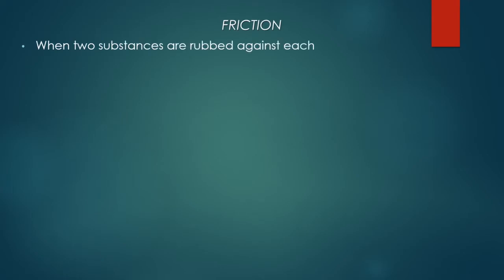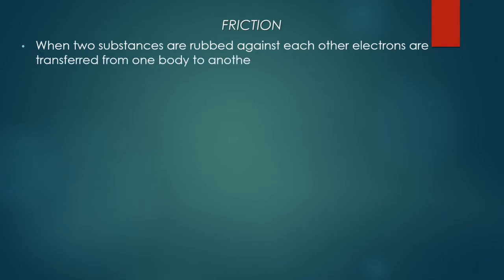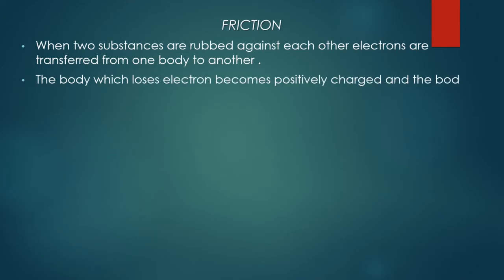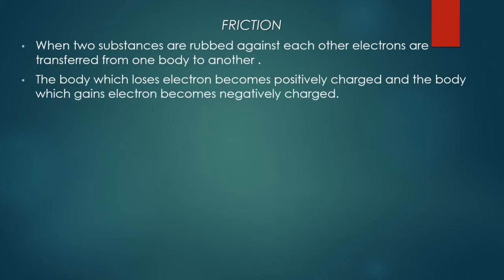Moving on, the first one is friction. 2 substances are rubbed against each other, electrons are transferred from one body to another. You have 2 bodies, you rub them against each other, the electrons are transferred in between them, not from one to other two. They're between them. So the body which loses electrons becomes positively charged, the body which gains electrons becomes negatively charged. I think by now you must be familiar with all these terminologies and stuff like that. So yeah.